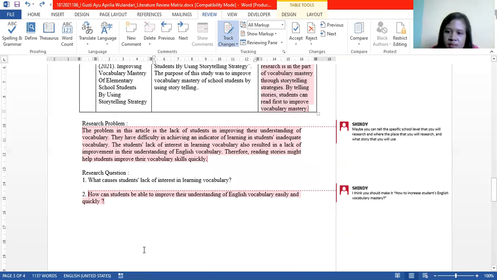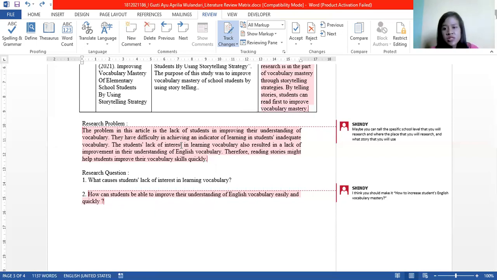And we move to the research problem. In this one, maybe you can tell specifically the school level that you will research, because each school level has a different story or different strategy. And then the place that you will research, maybe what school you will research, because every school has different strategy and different media to use a story for learning. And also every school has different student needs. Maybe you can make it specific, and then make it specific about what story you will use.